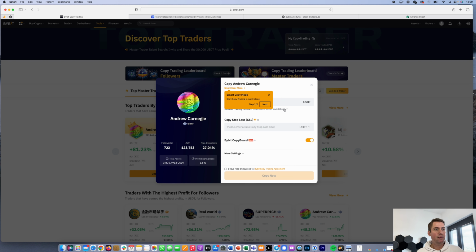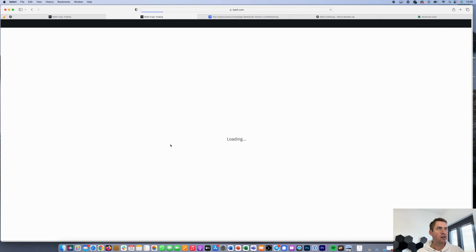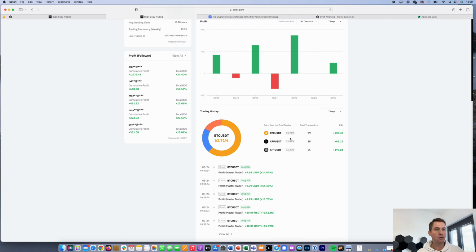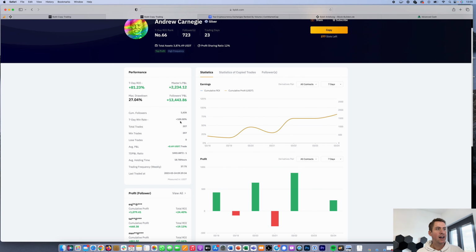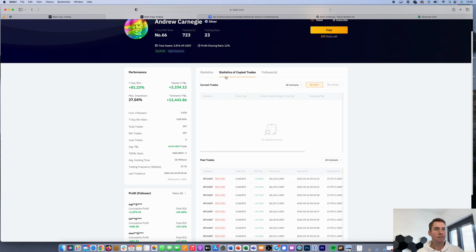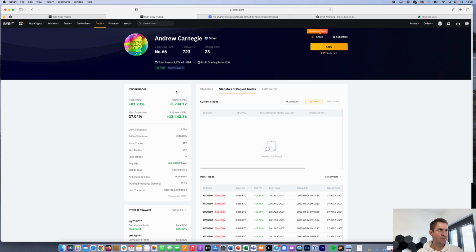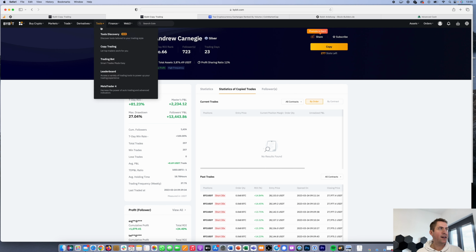And then it will automatically copy all the trades that they are doing. And you can also, when you click on them, see what trades they did, what cryptocurrencies they traded, and so on. So you can see their win rate. So a lot of stuff that you can actually see there. And you can also try that out.